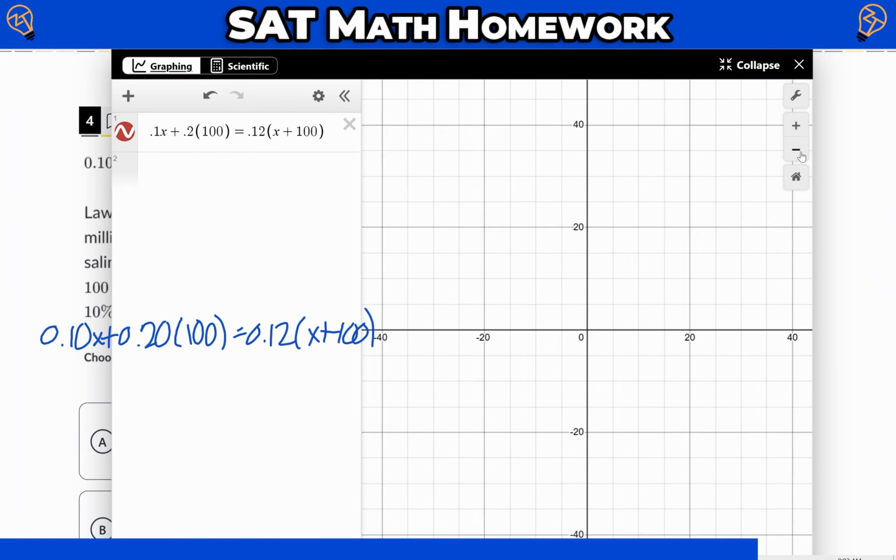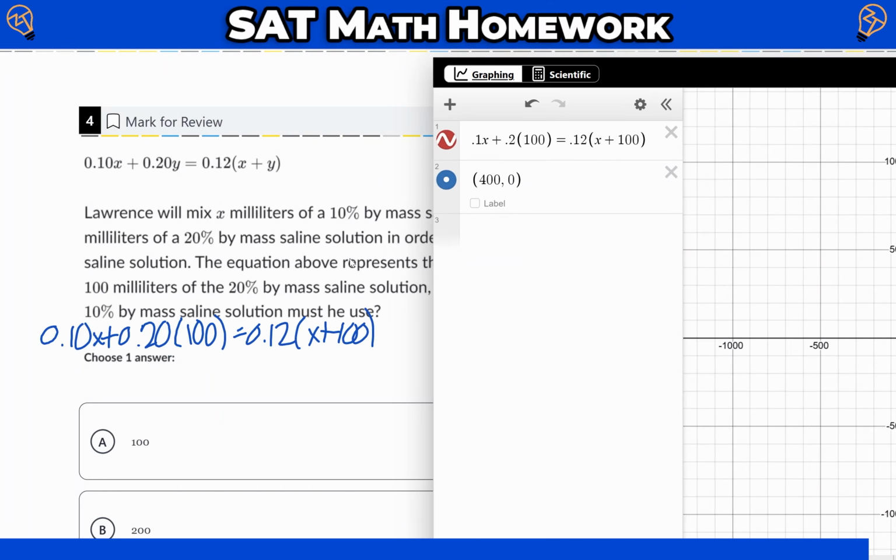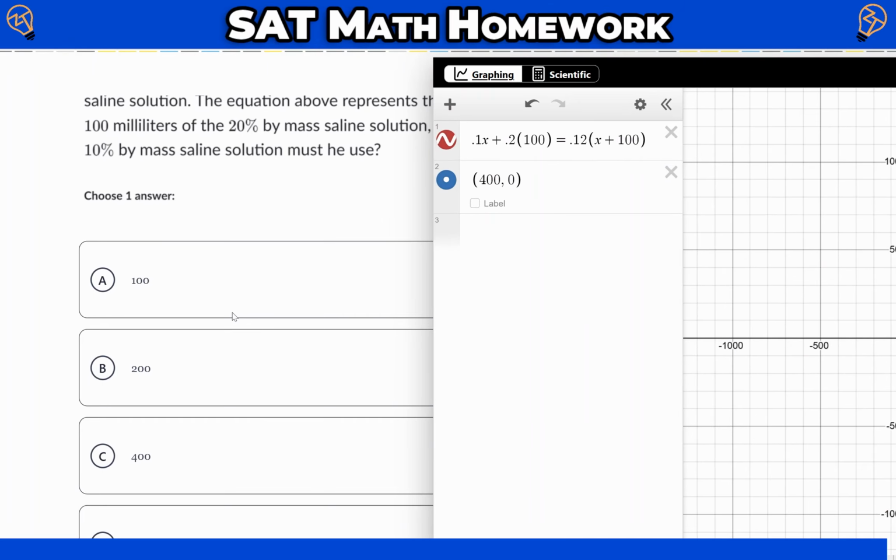I'm going to zoom out and look at that. We have it right here, and you can click on it. You can press this if you want to export it over here, but you don't need to. But the point is, this is a vertical line with the equation being X equals 400. In other words, they're giving you the answer of X is 400, which matches with C.